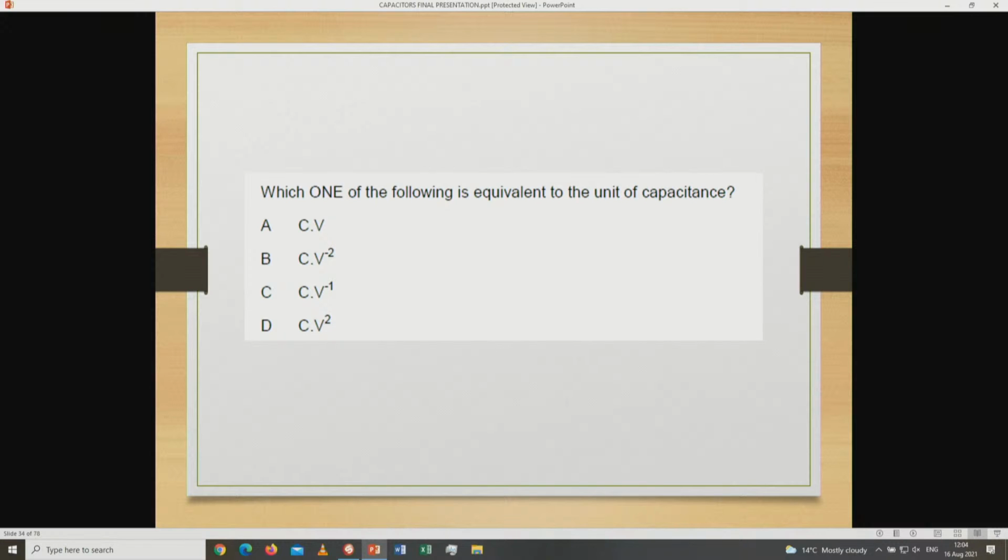Right, let us answer a few questions just to check our understanding. Which one of the following is equivalent to the unit of capacitance? Remember earlier on that we are given CV. We've also got CV to the power negative 2, CV to the power negative 1, and CV squared.